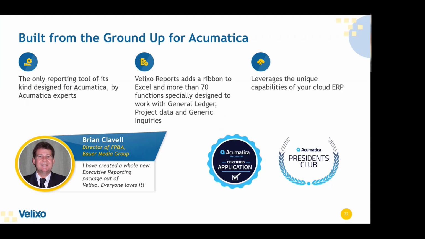Now, what everyone's going to see once we download and install Velixo is, number one, a new ribbon toolbar called Acumatica within Excel that's going to be installed. On top of that, we've added 70 functions specifically for GL, projects, and generic inquiries. The last item I wanted to mention on this slide is that all the data that you will see today is in real time and it is refreshable.